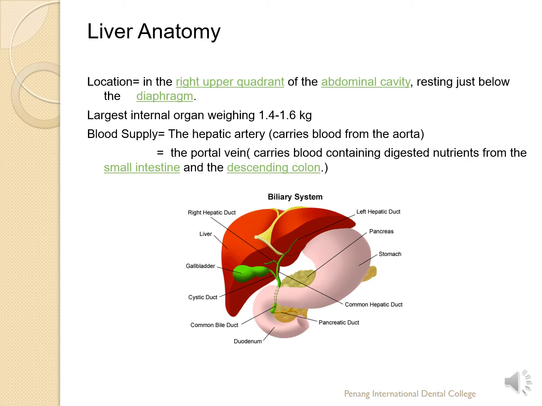So not only the liver per se or the gallbladder per se may be infected, but even infection of the pancreas can be a contributory cause for obstructive jaundice. Okay, this point you keep in mind.